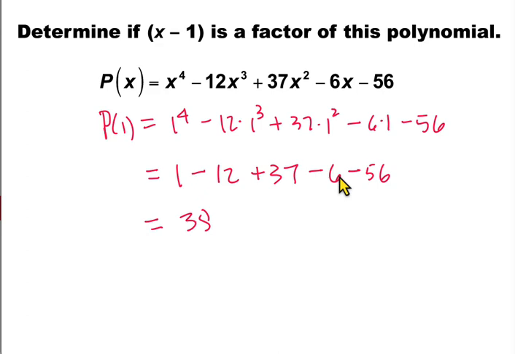Combining the negative terms, we get negative 6 and negative 56 is negative 62. Minus 12 is minus 74. 38 minus 74 is negative 36. Since the result is not 0, that means that x minus 1 is not a factor of this polynomial.